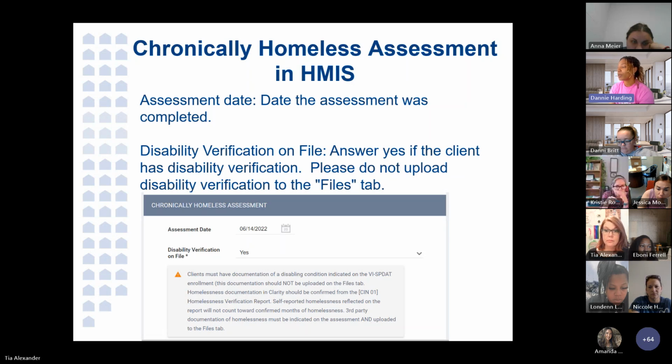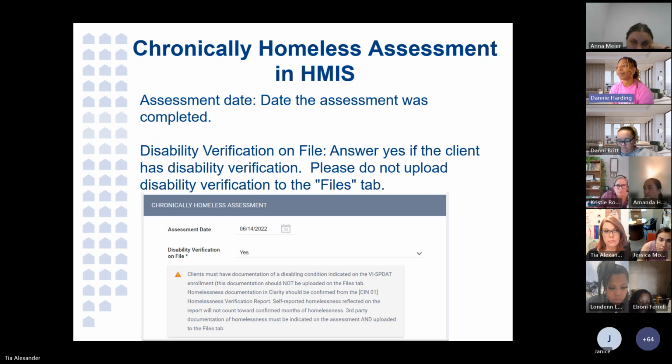If the answer is no, coordinated entry will not be able to verify the client's chronicity. Exit out and complete the assessment if or when you have the disability documentation on file. Please do not upload disability verification to the Files tab of the VIASPDAT project, as this is a widely shared project.